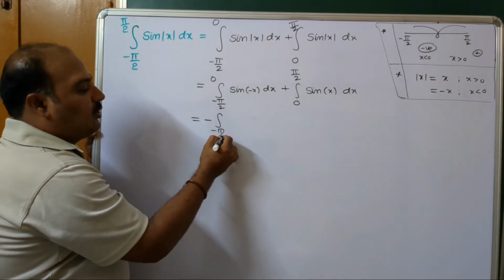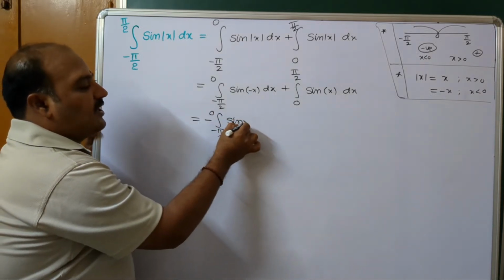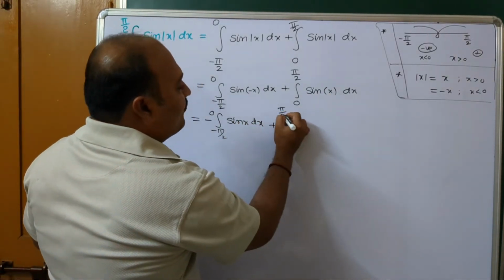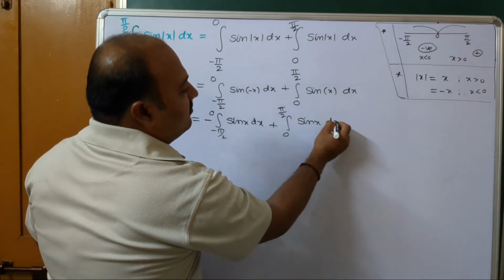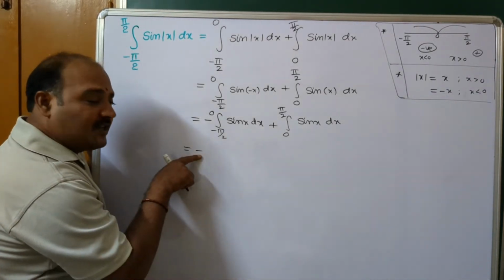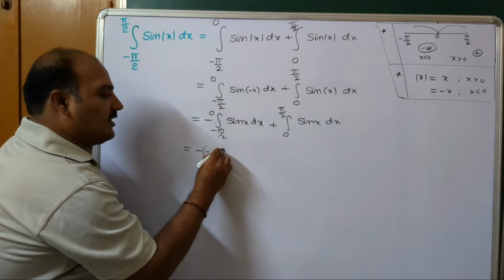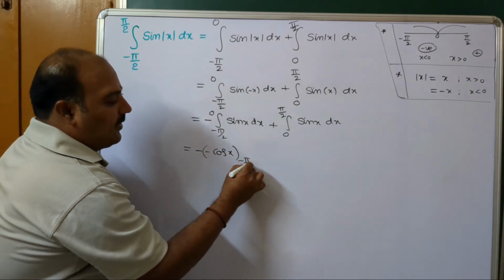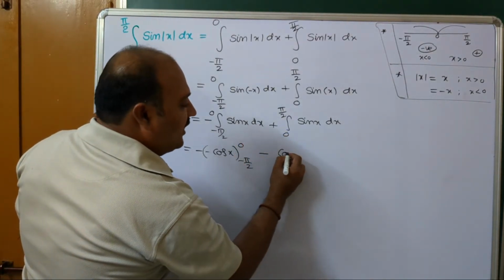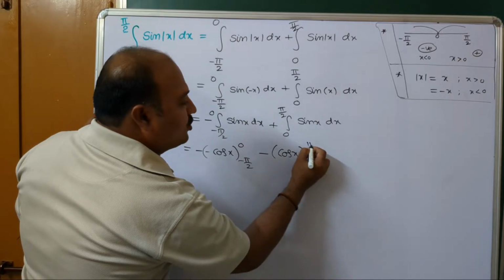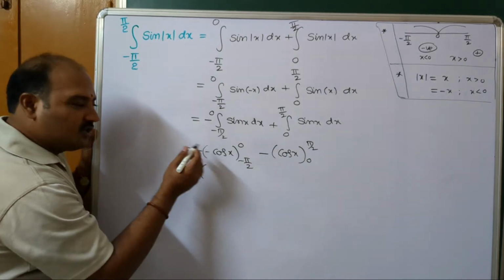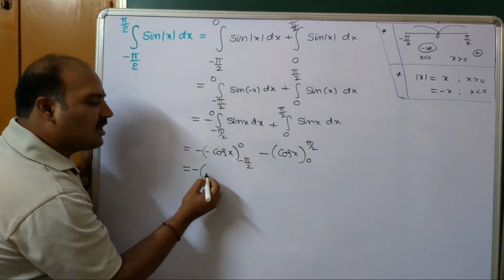Minus integral minus pi by 2 to 0 sine x dx plus integral 0 to pi by 2 sine x dx. Integral of sine x is minus cos x. Here already minus is there, so minus cos x from minus pi by 2 to 0, and integral of sine x, minus cos x, applying the limits 0 to pi by 2. So minus into minus is plus. Minus we are taking out only, otherwise keep minus here.